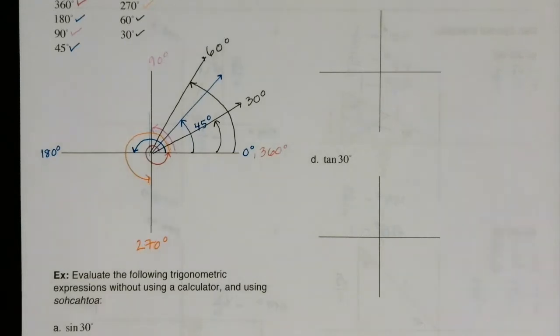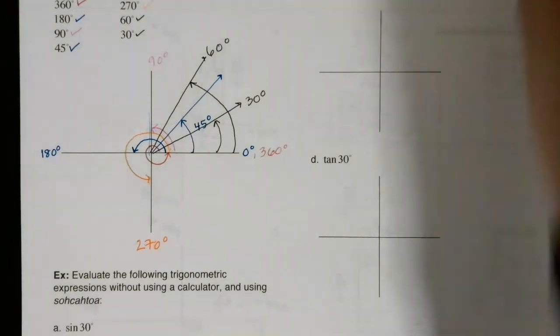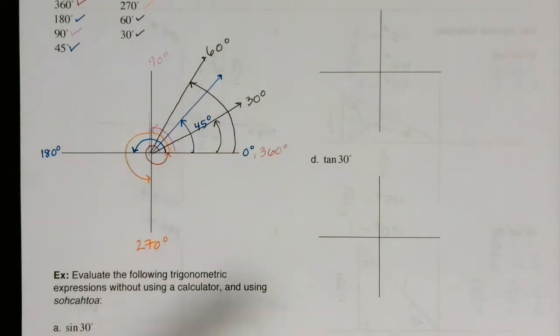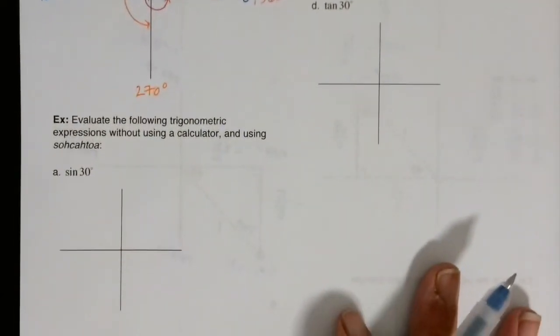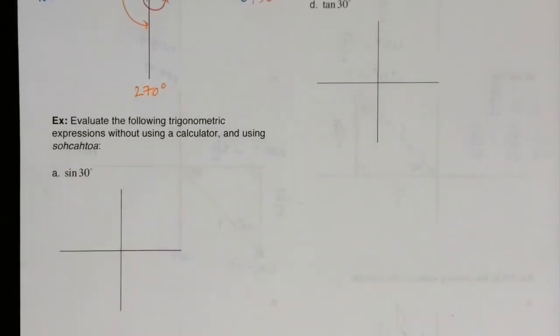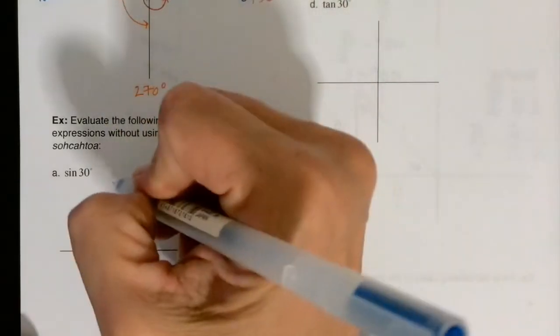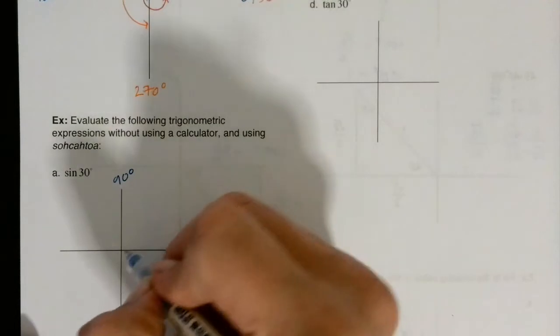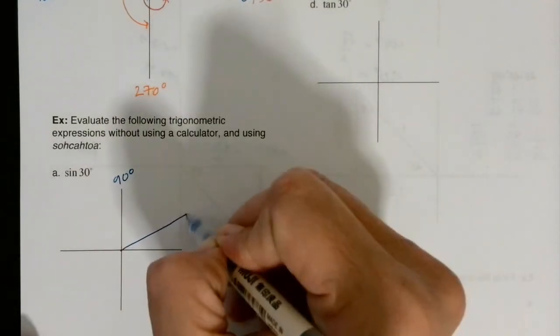The reason why we need to be able to draw these angles is so that we can make our triangles and then evaluate using SOHCAHTOA. So that's this next problem right here. It says evaluate the following trigonometric expressions without using a calculator and with using SOHCAHTOA. So 30 degrees. So if this is 90 degrees, 1/3 of 90, so like right here.